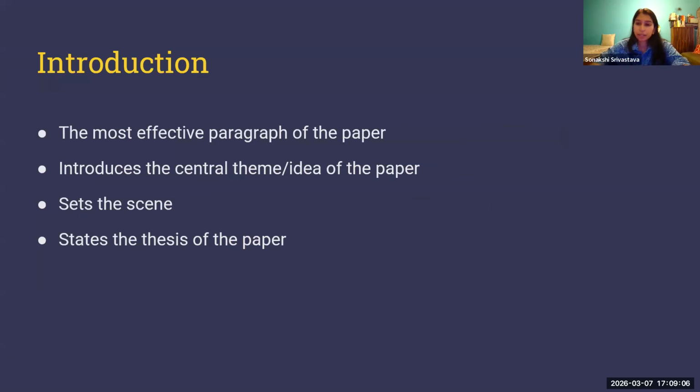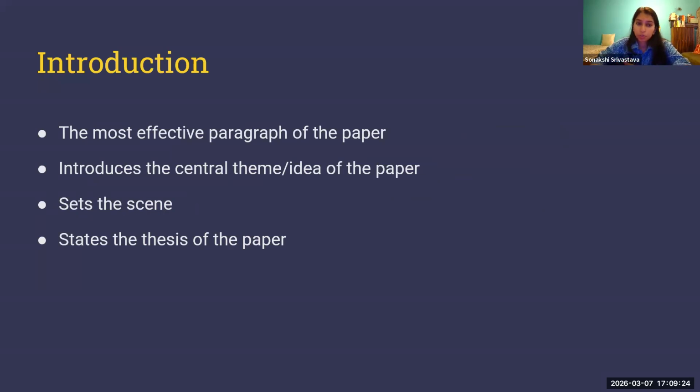Now, what is an introduction? An introduction is the most effective paragraph of the paper. Again, tying back to the theme that if your introduction doesn't leave an impression, it fails to leave an impact. It fails to be effective.